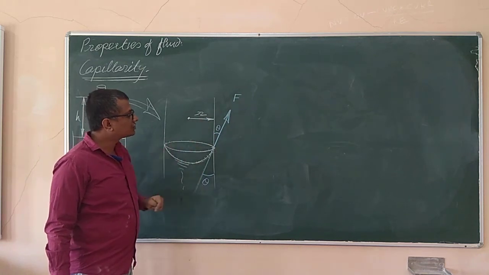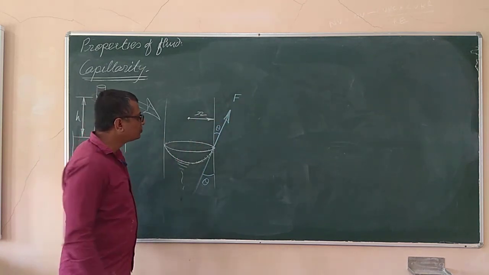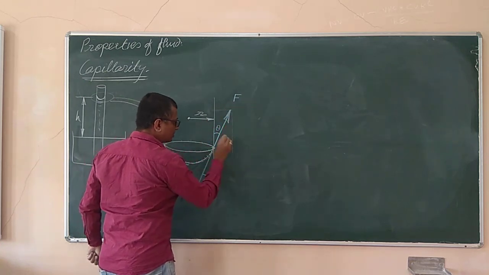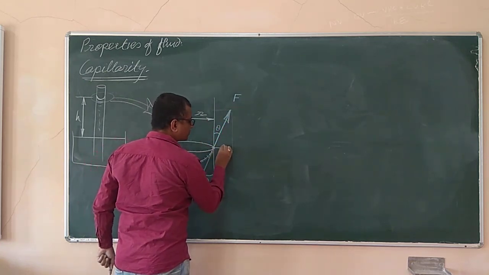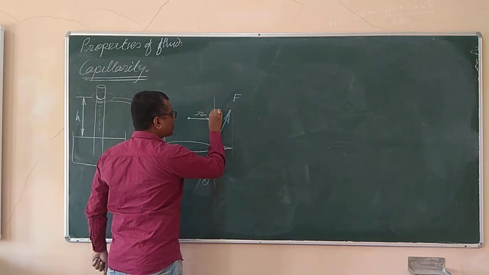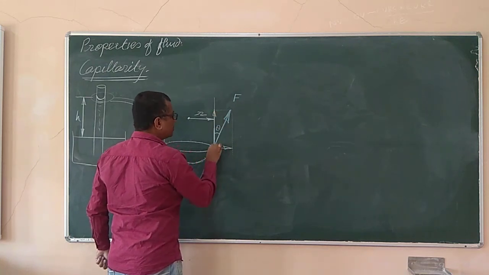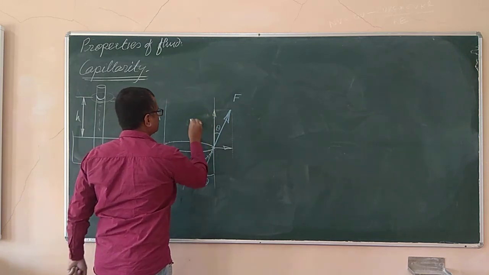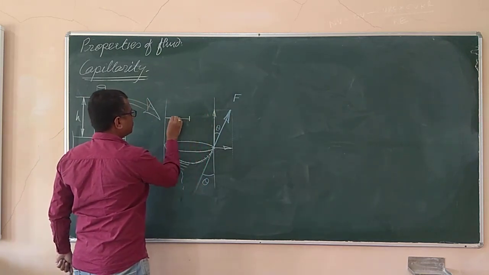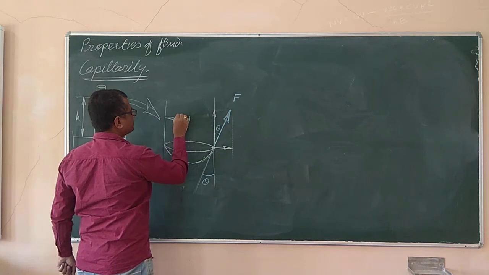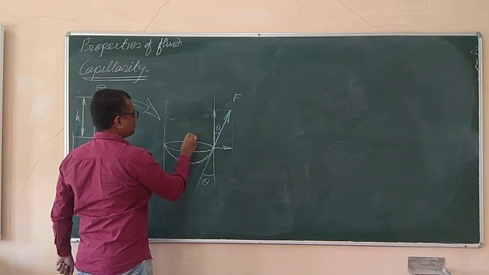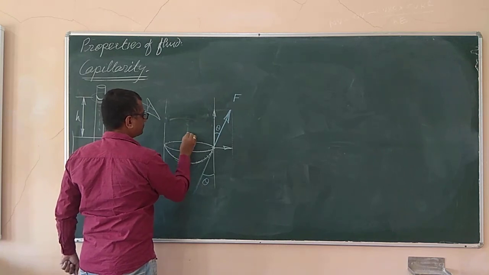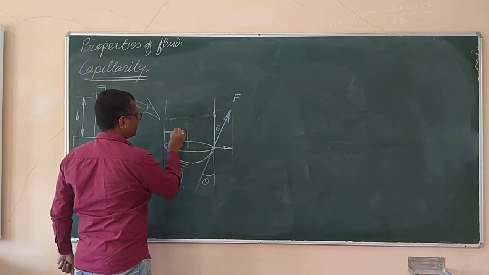Now, if I take down this force, I would like to resolve this force along two components. One vertically upward, second vertically downward. So this is the component of the force F, and this is one more component of force over here. I'll show you this R over here.